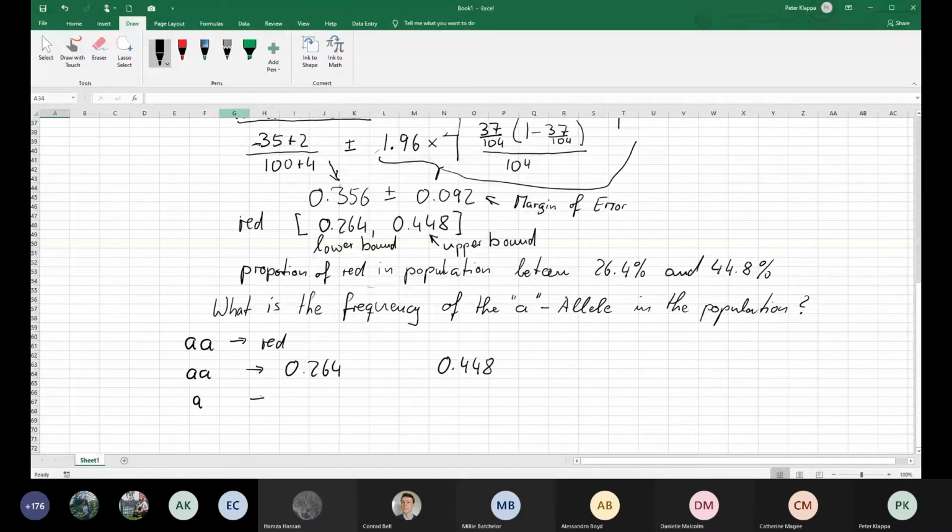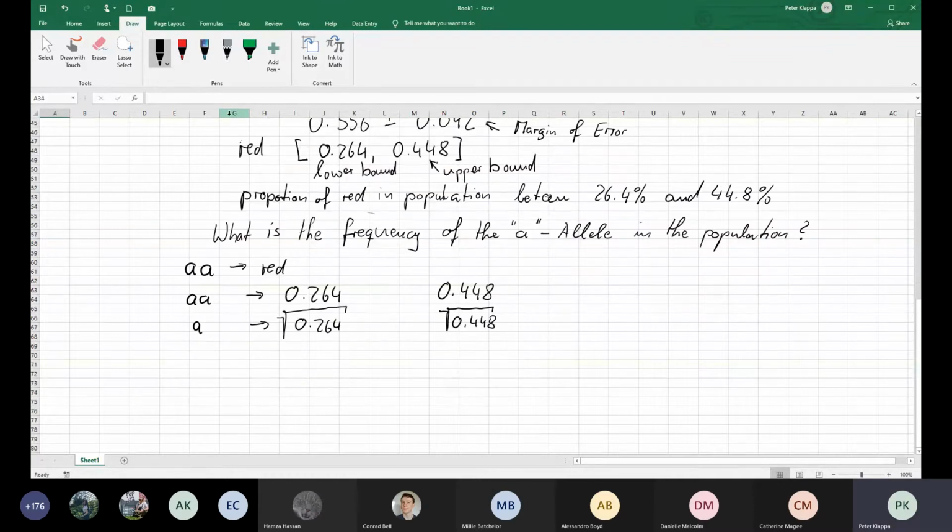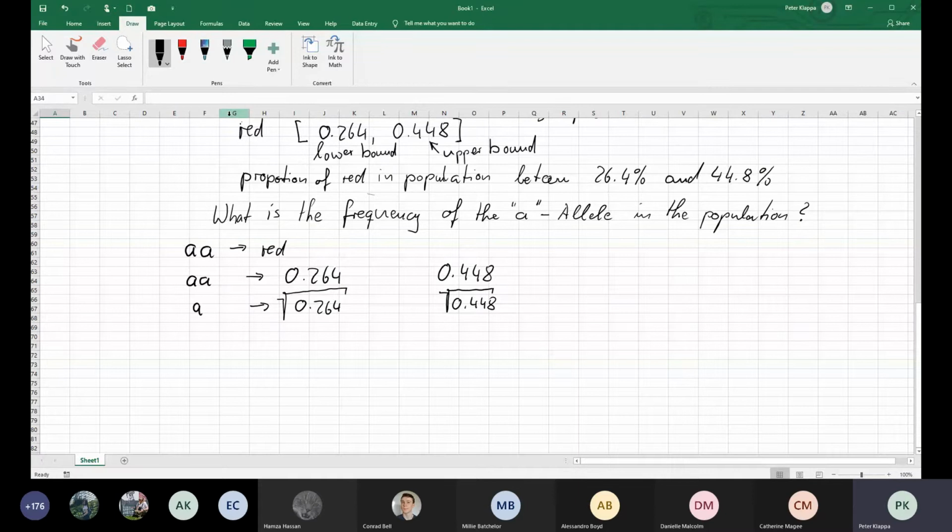So all we need to do, if we want to know what a is, is take the square root of 0.264, because then we get one a, multiply it with another a, and we get 26.4. And likewise, we get the square root of 0.448 for the upper bound. So we get the frequency of a would be the square root of 0.264, and what does that give me?